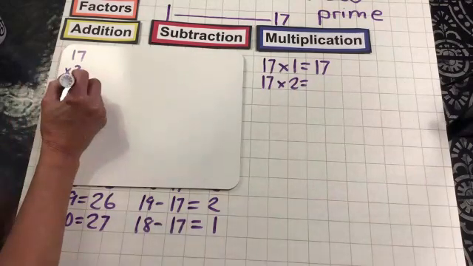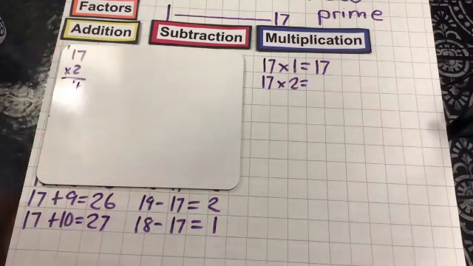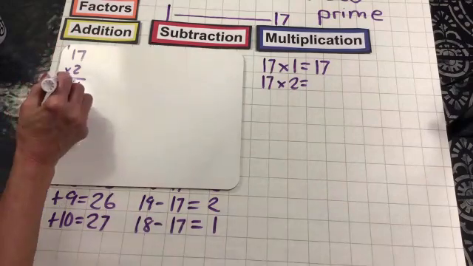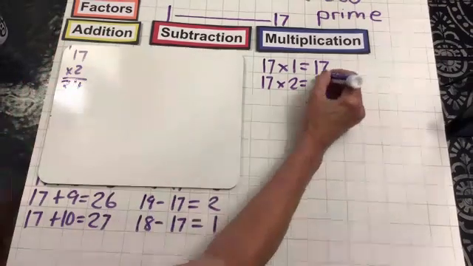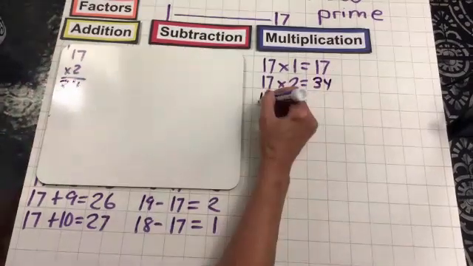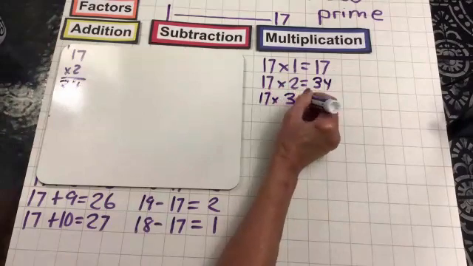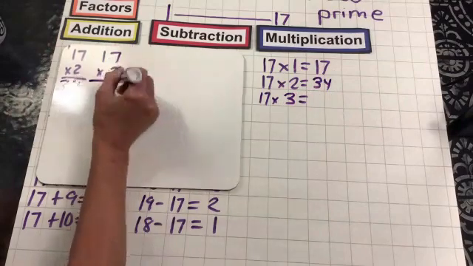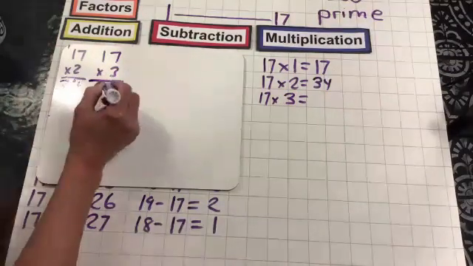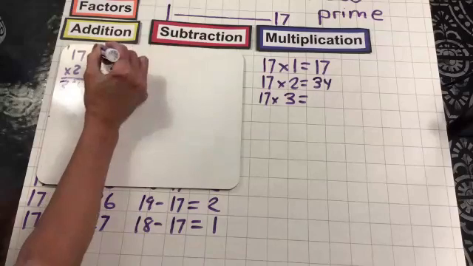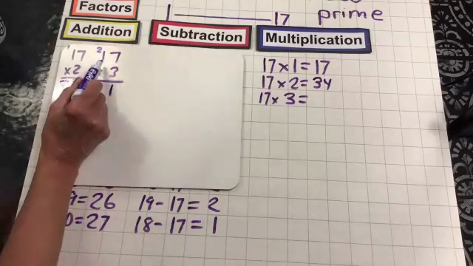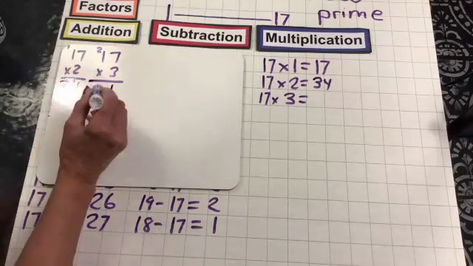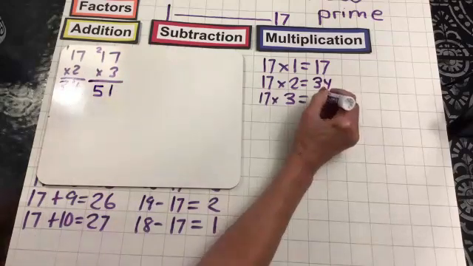2 times 7 is 14. Drop the 4, carry the 1. 2 times 1 is 2 plus 1 is 3, so 34. Let's do 17 times 3. So 3 times 7 is 21. We drop the 1 and we carry the 2. 3 times 1 is 3 plus 2 is 5. 51.